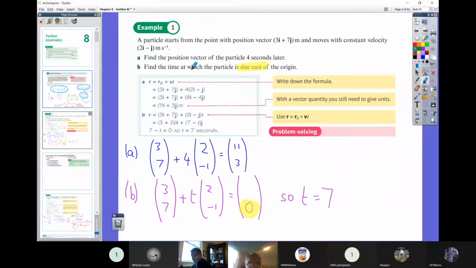And then for part B, this is just worth noting, if you're going to end up being due east of the origin, okay, so you're somewhere along the corridor but nothing up the stairs, your j component has to be 0. So that bit that I've just highlighted there is 0, okay? So if you get a question like that, find the time at which the particle is due east, okay? The j component is 0, so that just allows you to then solve along the bottom. So 7 plus t times minus 1 equals 0. So t must be 7. All right, it doesn't matter about the top row.